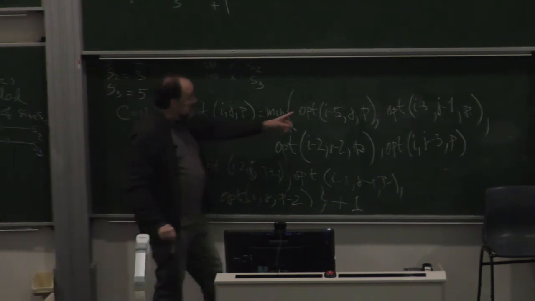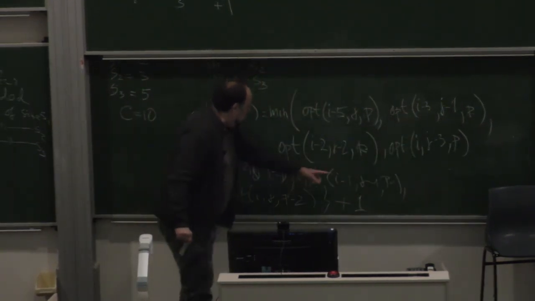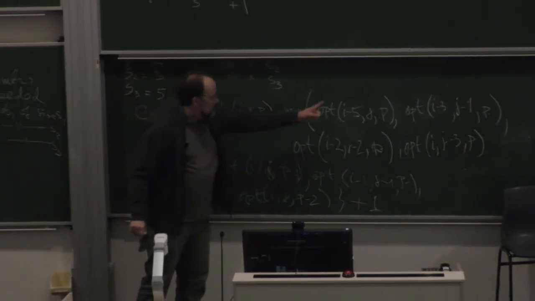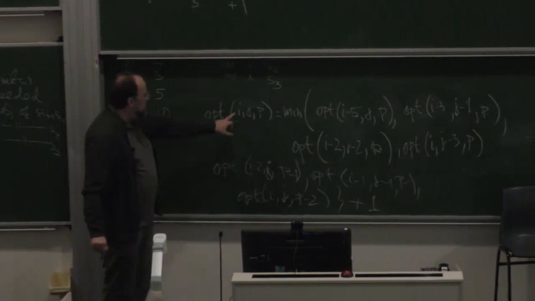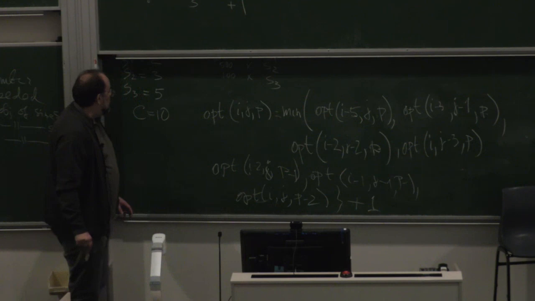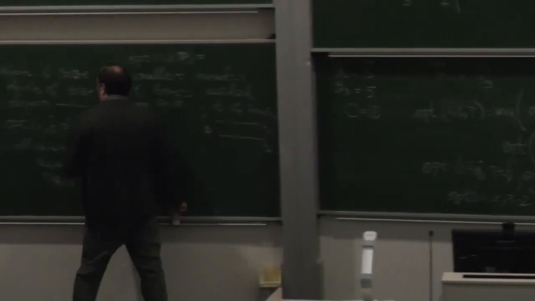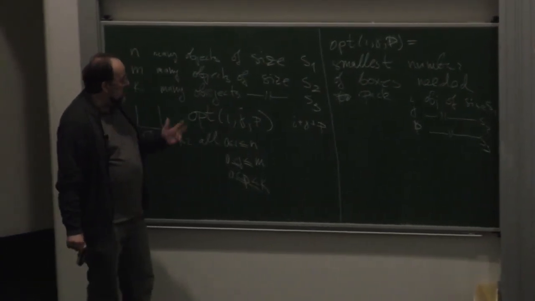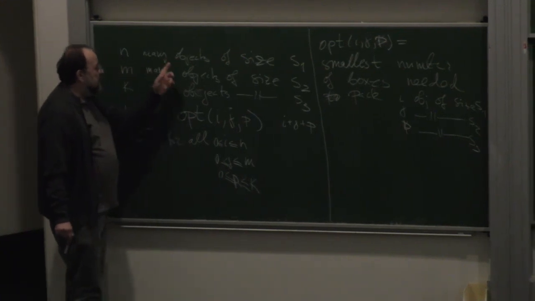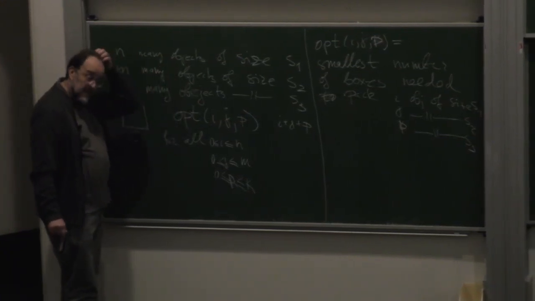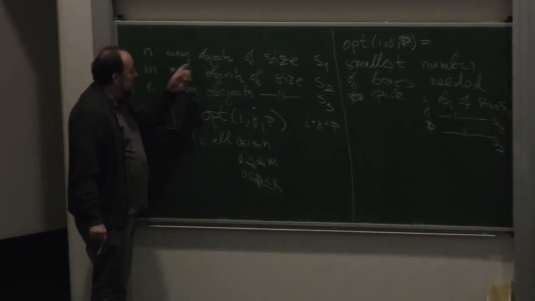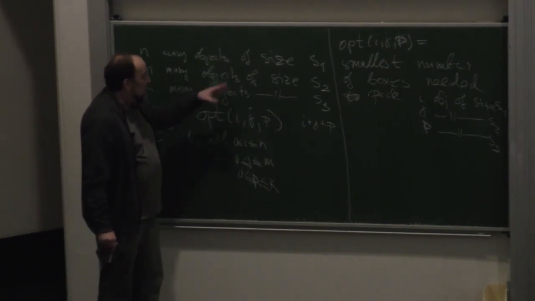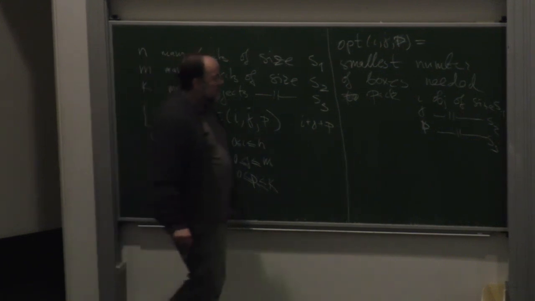So these all sit in the table. You have already computed these, and so you just take the min of these, add one, and that's your value for I, J, P. So the recursion step is simple brute force search, right? Exhaustive search. But the whole procedure is, of course, not, because the number of ways you can take different objects is exponential, right? If you try to go through all possible cases with all possible boxes.